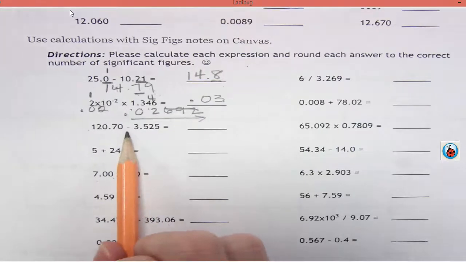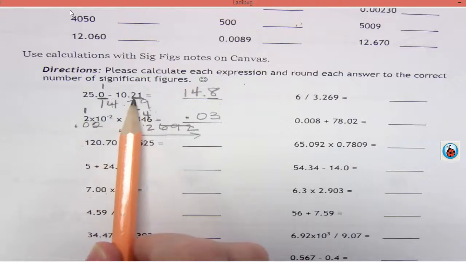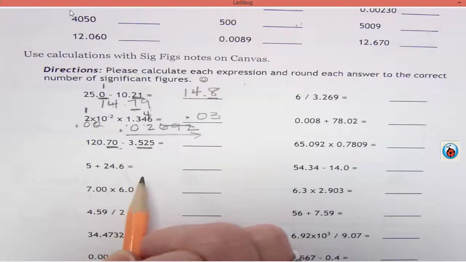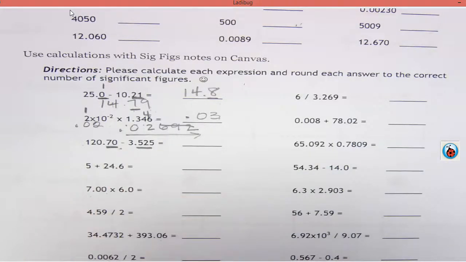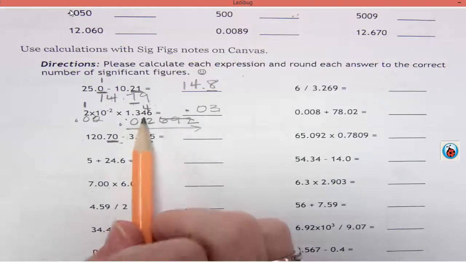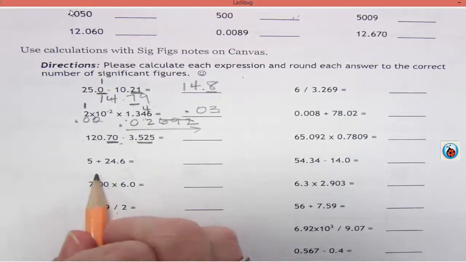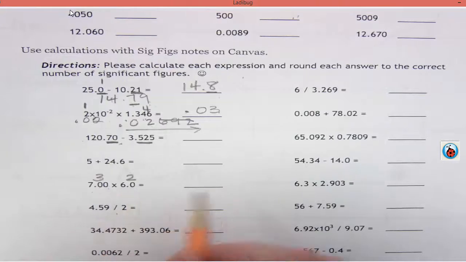Okay, this one's subtracting. We're going to do the same thing. We're going to round to the least number of decimal places in the problem, just like this one here. So this one has 2 decimals and this has 3 decimals. So your answer should only have 2 places after your decimal. Alright, when you're dividing, same thing. Same rules as multiplying. We're going to round to the least number of Sig Figs. So here we've got 3 Sig Figs. Here we have 2, so our answer should only have 2 Sig Figs in it after we're done. Alright, see if you can get those done, and let me know if you have any questions.